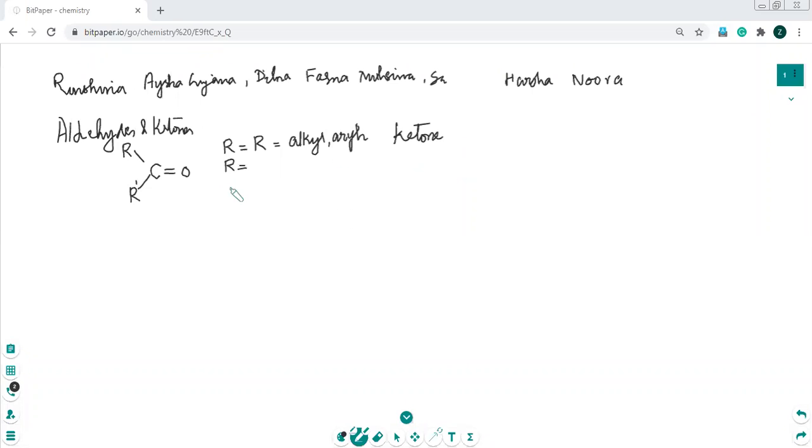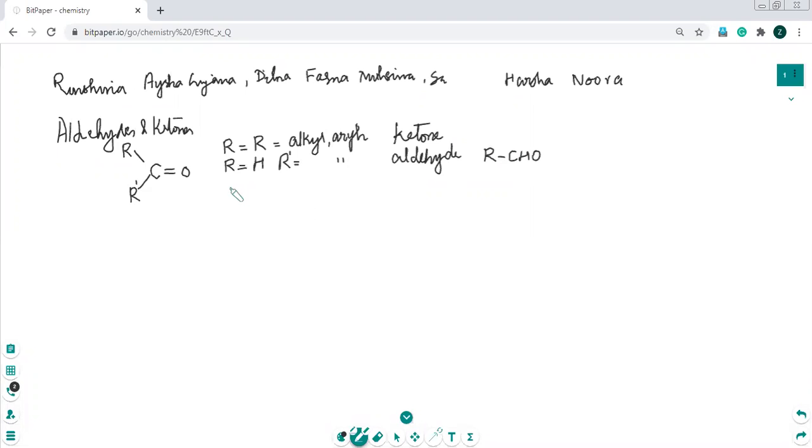Okay. Now, R equals H and R dash equals alkyl group. That you call as aldehyde. Okay. That means you can write the aldehyde as RCHO.